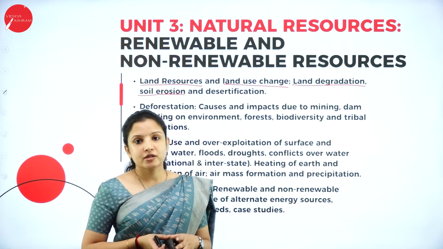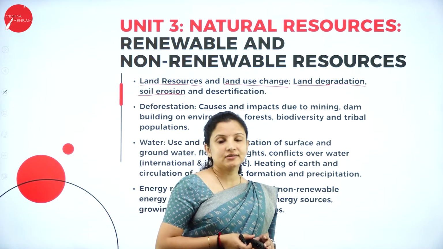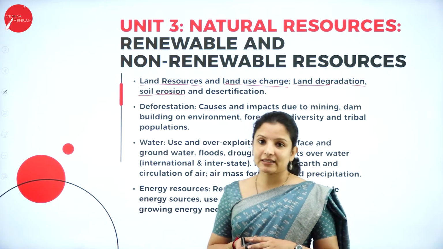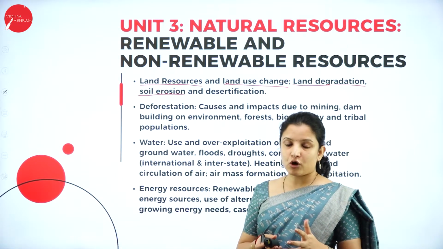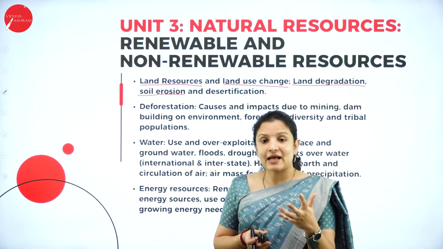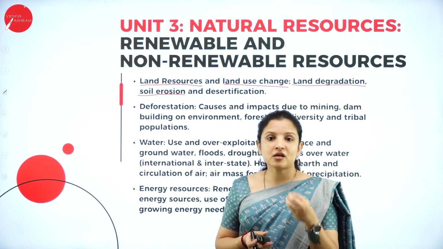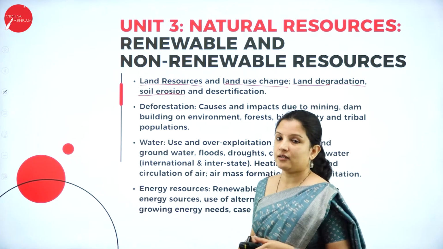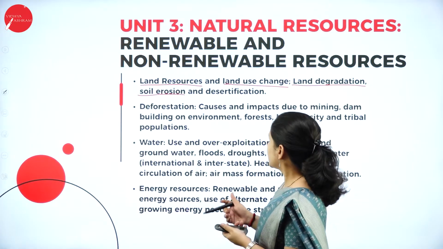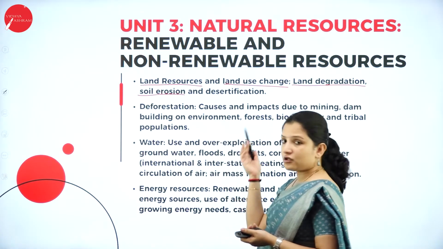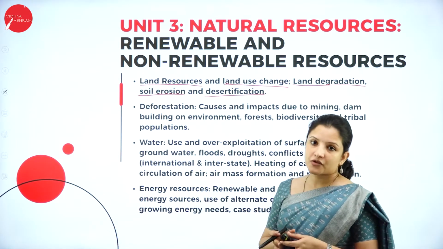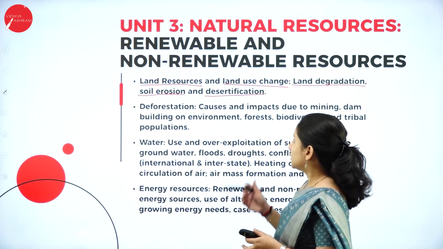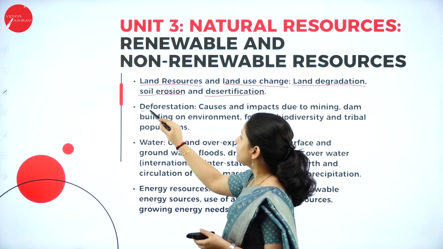Soil erosion is one of the important factors that is seen especially during the rainy seasons. Soil erosion causes a lot of problems because it has the capability to make a fertile land unfertile. So that we will study in this particular topic. And we shall look into how desertification will occur because of soil erosion. So next we'll study deforestation.